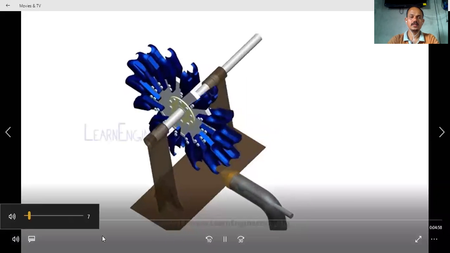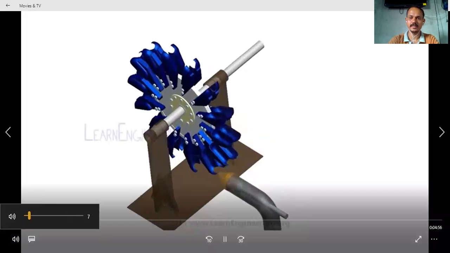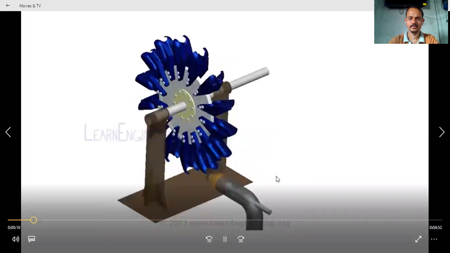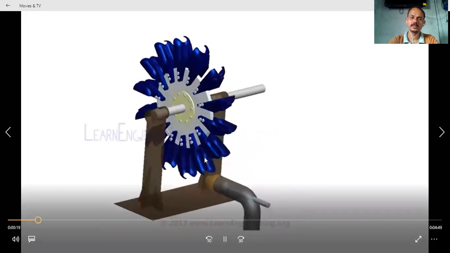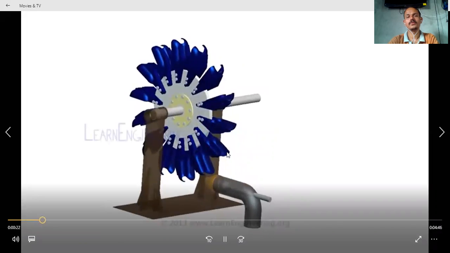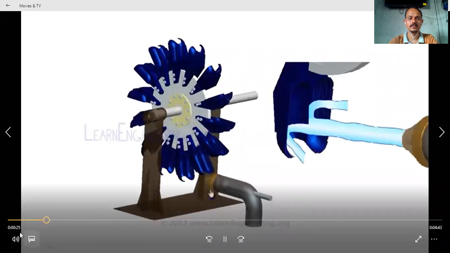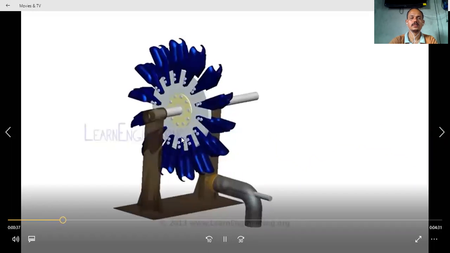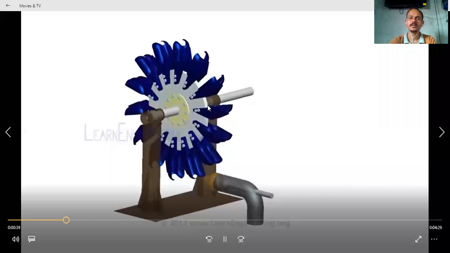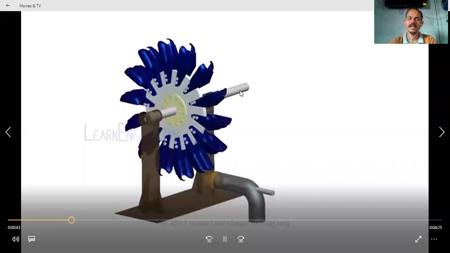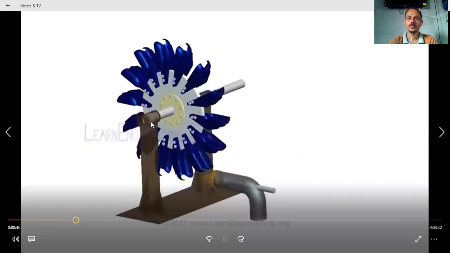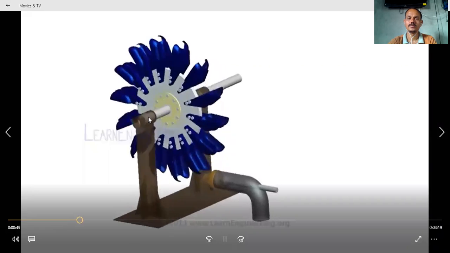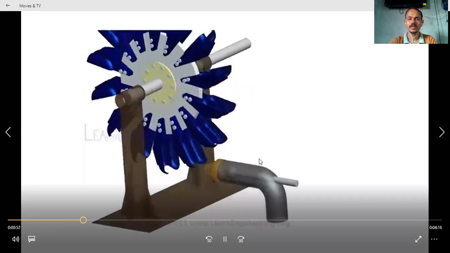So this one is the 3-dimensional model of a Pelton turbine. The blue color shows the buckets of the Pelton turbine, and the white color shows the runner. This is the runner on which the buckets are mounted. The shaft is attached at the center of the runner, which is balanced with the bearing for smooth running. Here we have the penstock.